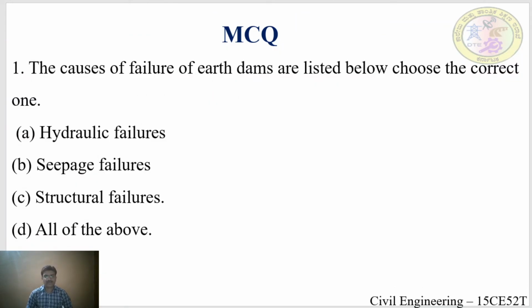Now we'll start with the multiple choice questions. The first one: the causes of failure of earth dams are listed below. Choose the correct one. Given are hydraulic failure, seepage failures, structural failures, all of the above. You have seen in the first slide what the causes of failure are: hydraulic failures, seepage failures, and structural failure. These are the three main causes of failure of earth dams. So the answer is D, all of the above.